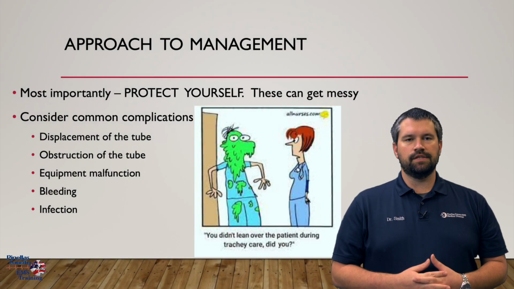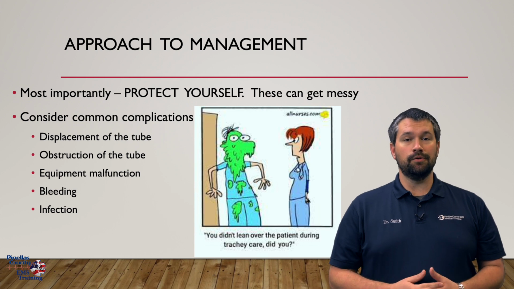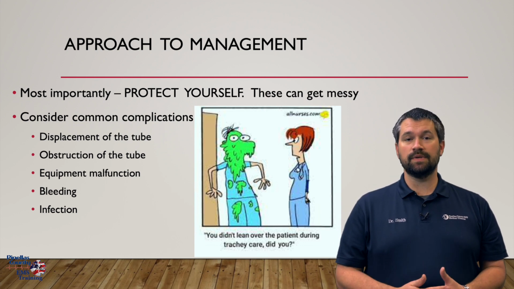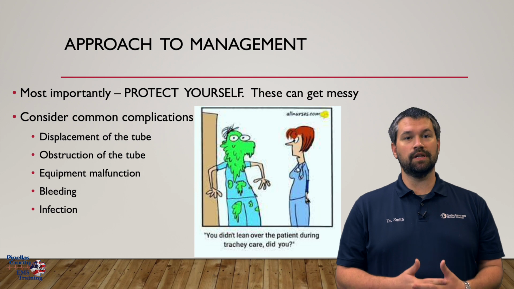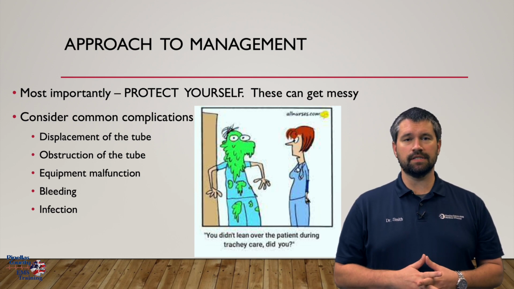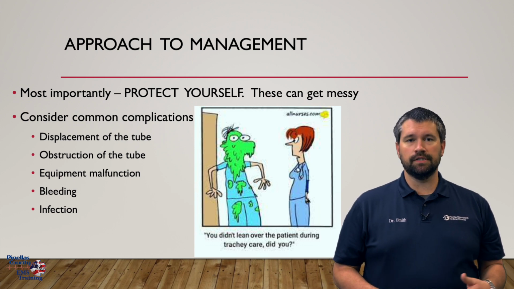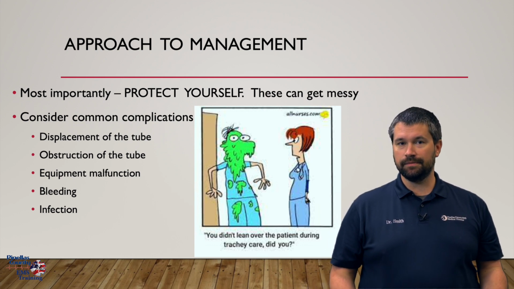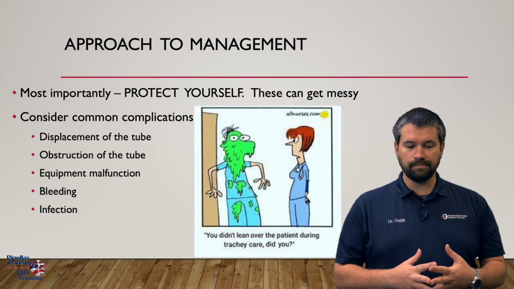So when you're assessing these patients, the most important thing you can do is protect yourself. Tracheostomies can get very, very messy with mucus, blood. Always protect yourself. Consider common complications: displacement of the tube, obstruction, equipment malfunction, bleeding, infection. These are the things we're going to see time and again.